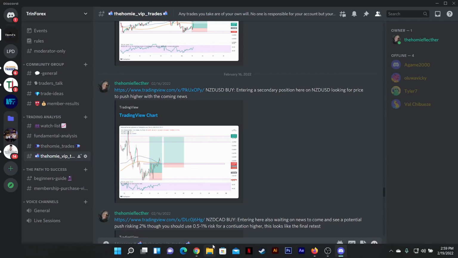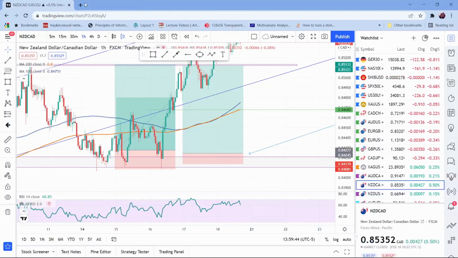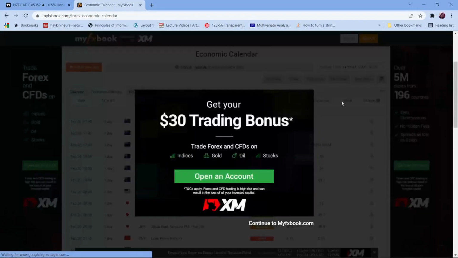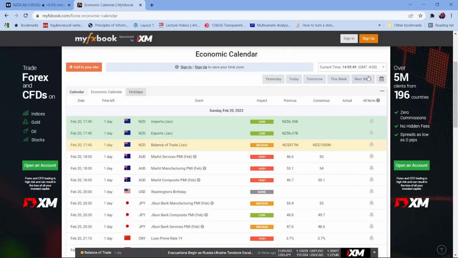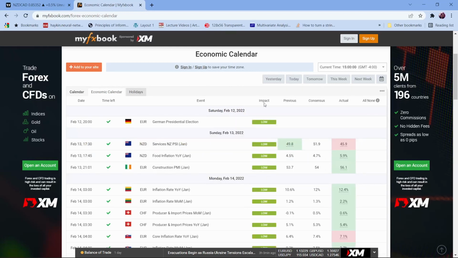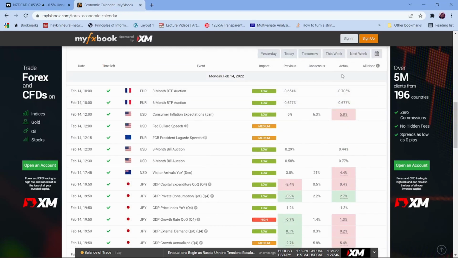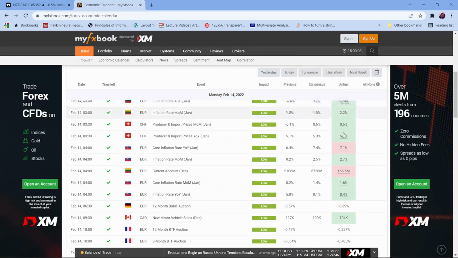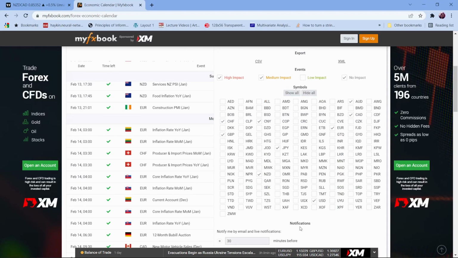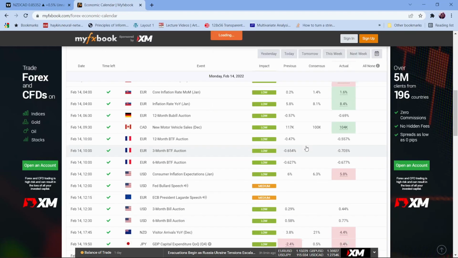This was the 16th. Let's just see that news event, which I was talking about. The 16th. Yeah, let's just use this calendar here. We're looking from the 13th to the 18th. Apply. And they're showing us all the news, guys. We just want to see the medium impact and the high impact.